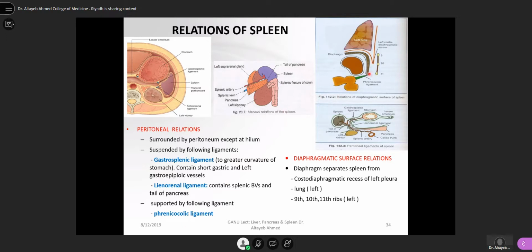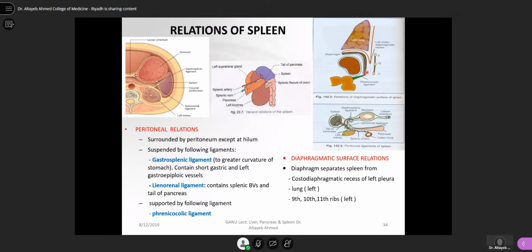We have here the phrenicocolic ligament. It supports the spleen below. The spleen is connected to the stomach by the gastrosplenic ligament, and this contains the short gastric vessels. The spleen is connected to the kidney by the splenorenal ligament, and it contains the splenic artery, splenic vein, and the tail of the pancreas. This is very important to remember. Always remember this fact.